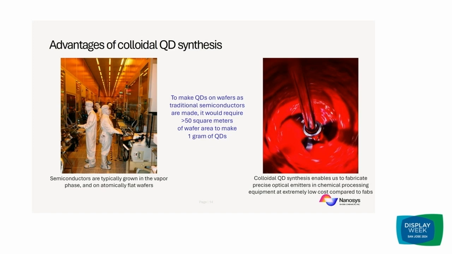And if you consider how much it would take to make 1 gram of quantum dots, I think I was describing 100 kilogram lots before, to make 1 gram of quantum dots, if you were to do it in the vapor phase on wafers, you would need more than 50 square meters of wafer material to be able to do this. So moving into the solution phase, this is an actual photograph into a reactor. It enables us to use more traditional chemistry fabricating methods and to bring these up to the scale required to be able to address an entire market.